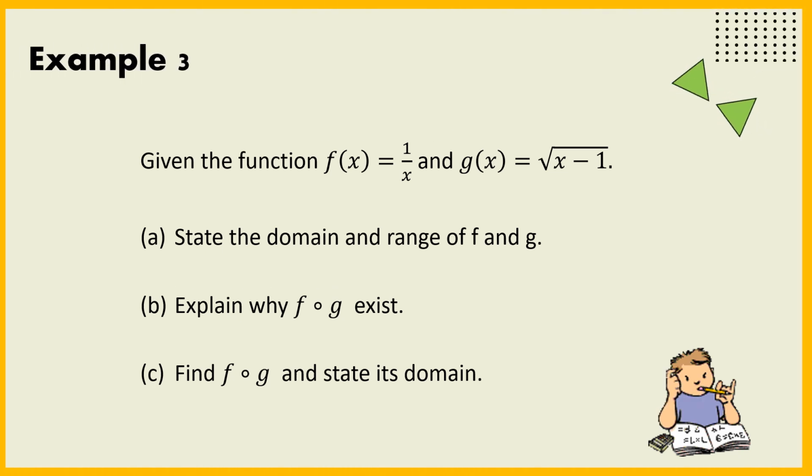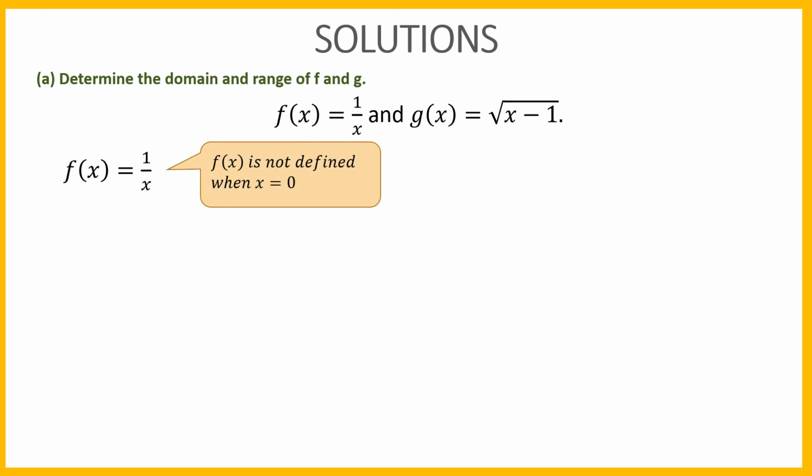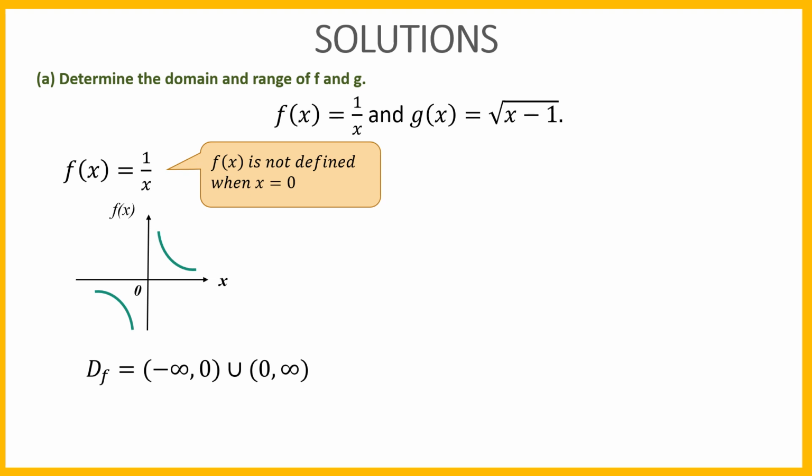Example 3 involves the concept of existence of a composite function. To determine the domain of f of x, f of x is not defined when x is 0. This is clearly illustrated by sketching the graph of f of x. From the graph of f of x, the domain of f is, and the range of f is.